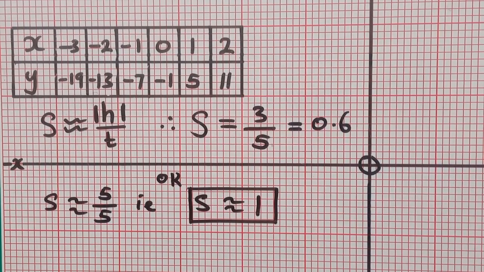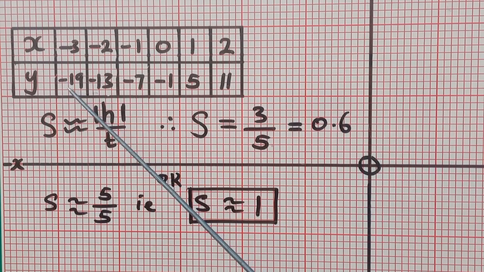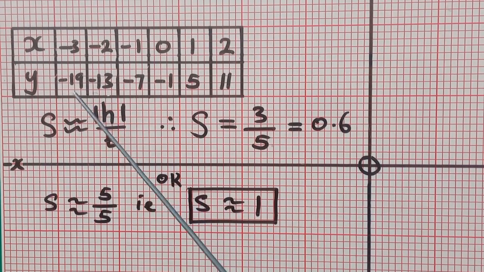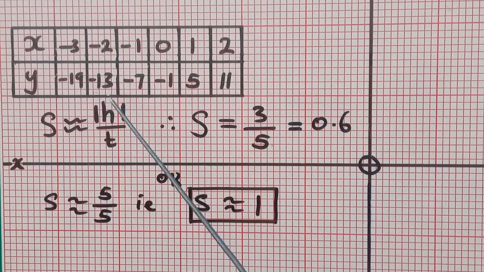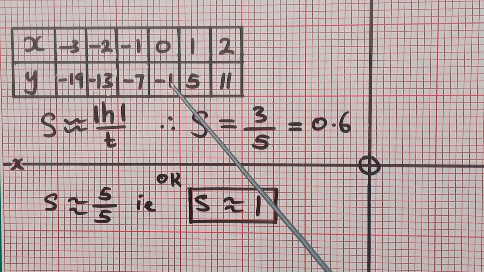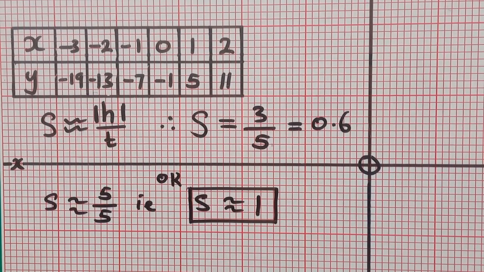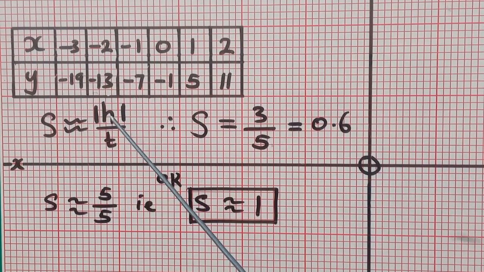Now, regarding the y-axis, we have values ranging from -19 to 11. So which one is this h? Is it -19? Is it -13? Is it -7? Is it -1? Is it 5? Or 11? Going by magnitudes, as earlier stated, the highest is this 19. So while choosing scale for this y-axis, I'll place this 19 to replace this h.